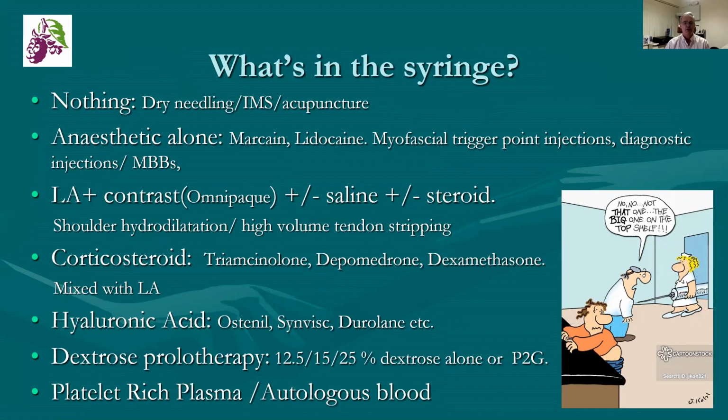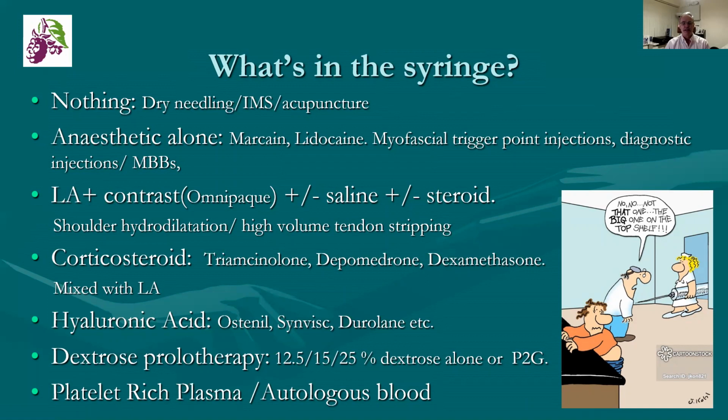So what might you have in your syringe? There may be nothing. You may be using dry needling or intramuscular stimulation or acupuncture. Anaesthetic alone can be used for myofascial trigger points, using usually a long-acting anaesthetic like bupivacaine, otherwise known as Marcaine. But we can also use anaesthetic alone for diagnostic injections, such as medial branch blocks. We can use local anaesthetic with contrast and saline or steroid for hydrodilation or tendon stripping.